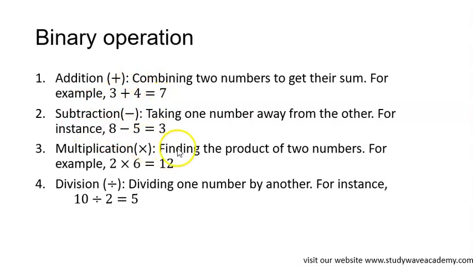We have subtraction, taking one number away from the other. Subtraction is taking away, is minus. For instance, you have 8 minus 5, it will give you 3. Let's say you have 8 oranges and you take away 5. You are left with 3 oranges, okay?